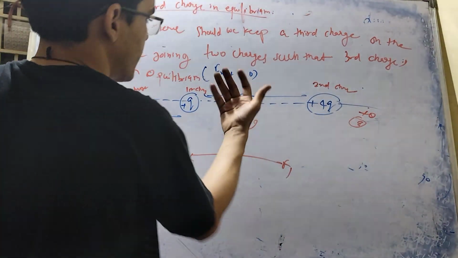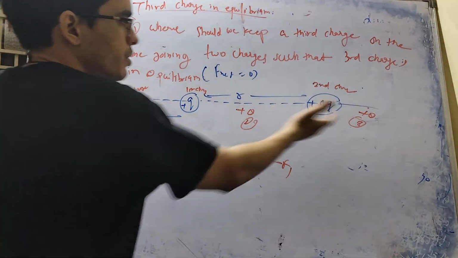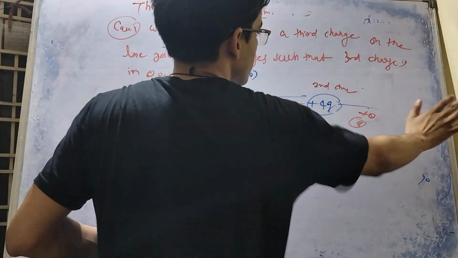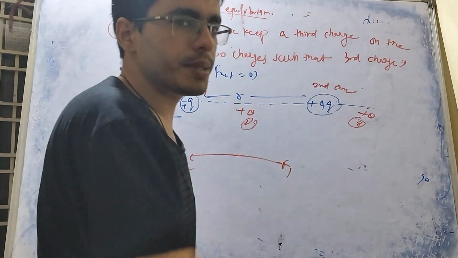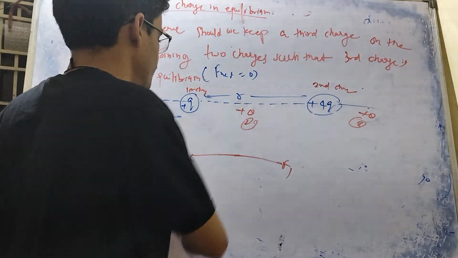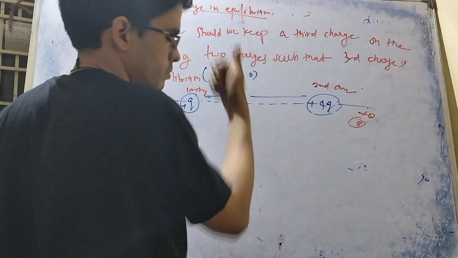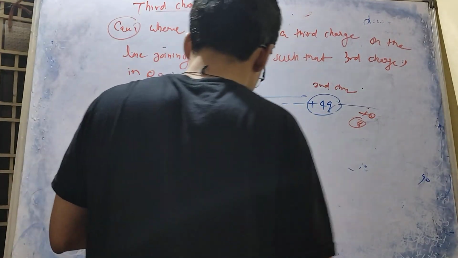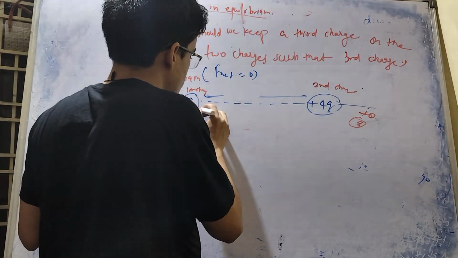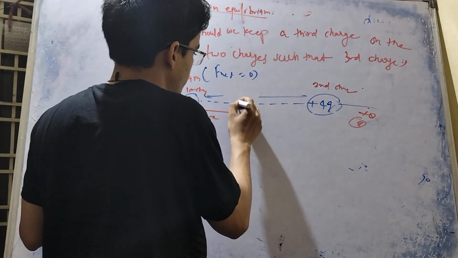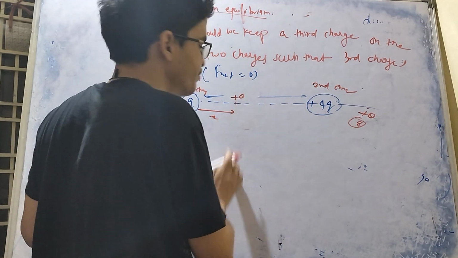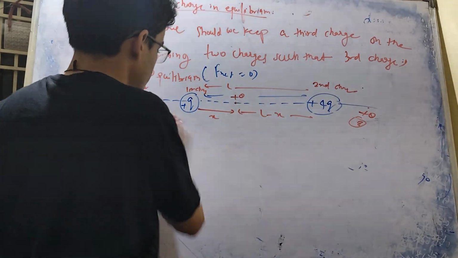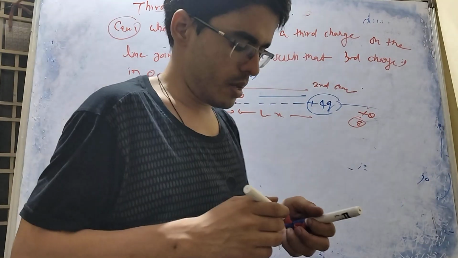Next we have a second possibility, and here also the same thing. If you calculate, both forces are along the same direction, so here also force will not be 0. Now finally we have to calculate the distance. Let us assume this distance is x, where plus q charge is present. This distance L is given, so the other distance will be L minus x. Am I correct?